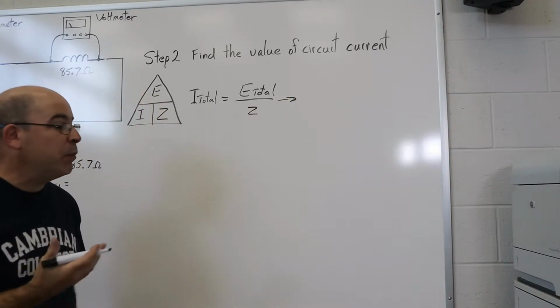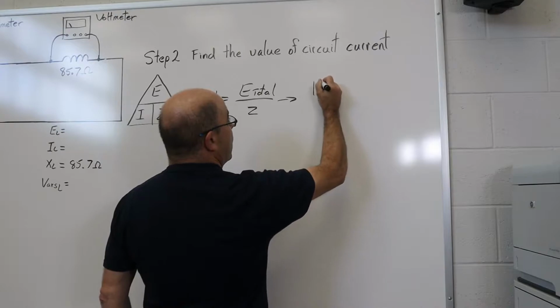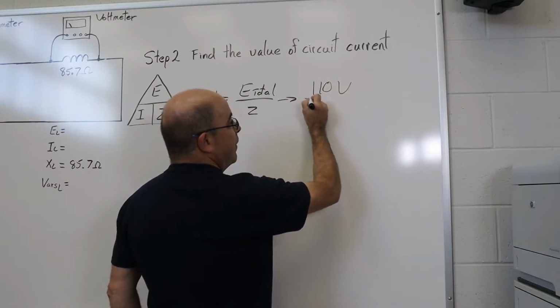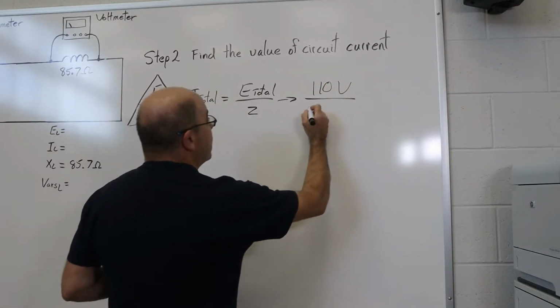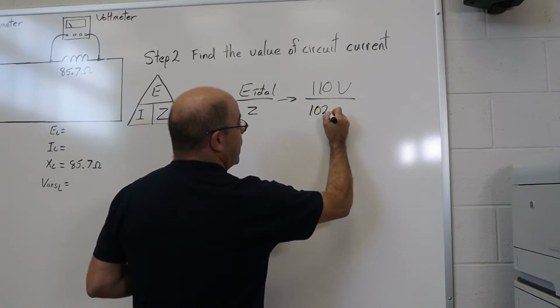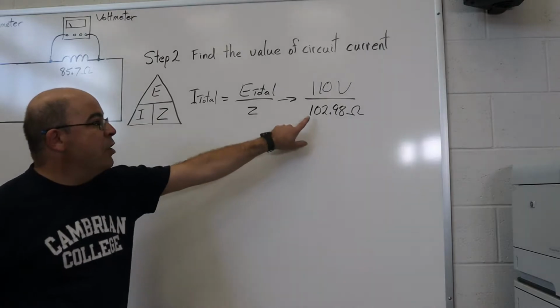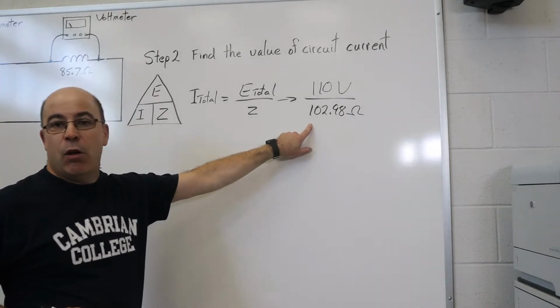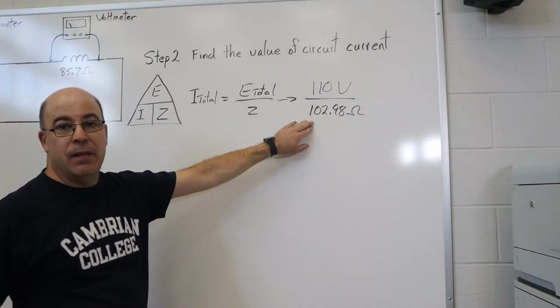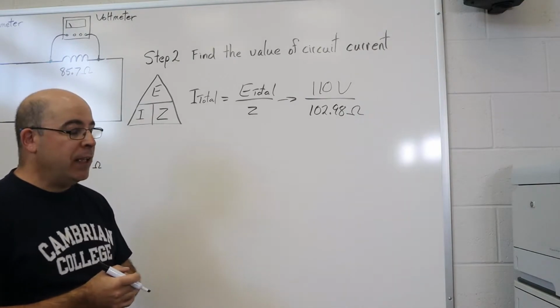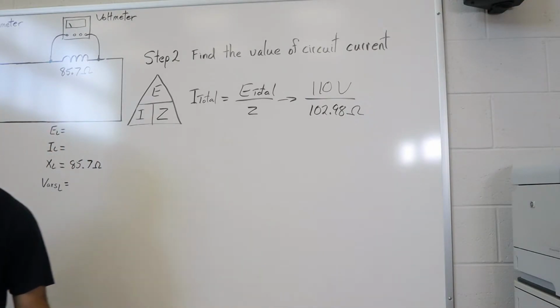Inputting our values that were given to us, 110 volts divided by 102.98 ohms of impedance. We're going to type that into our calculator. I'm just going to steal my little cheat sheet.